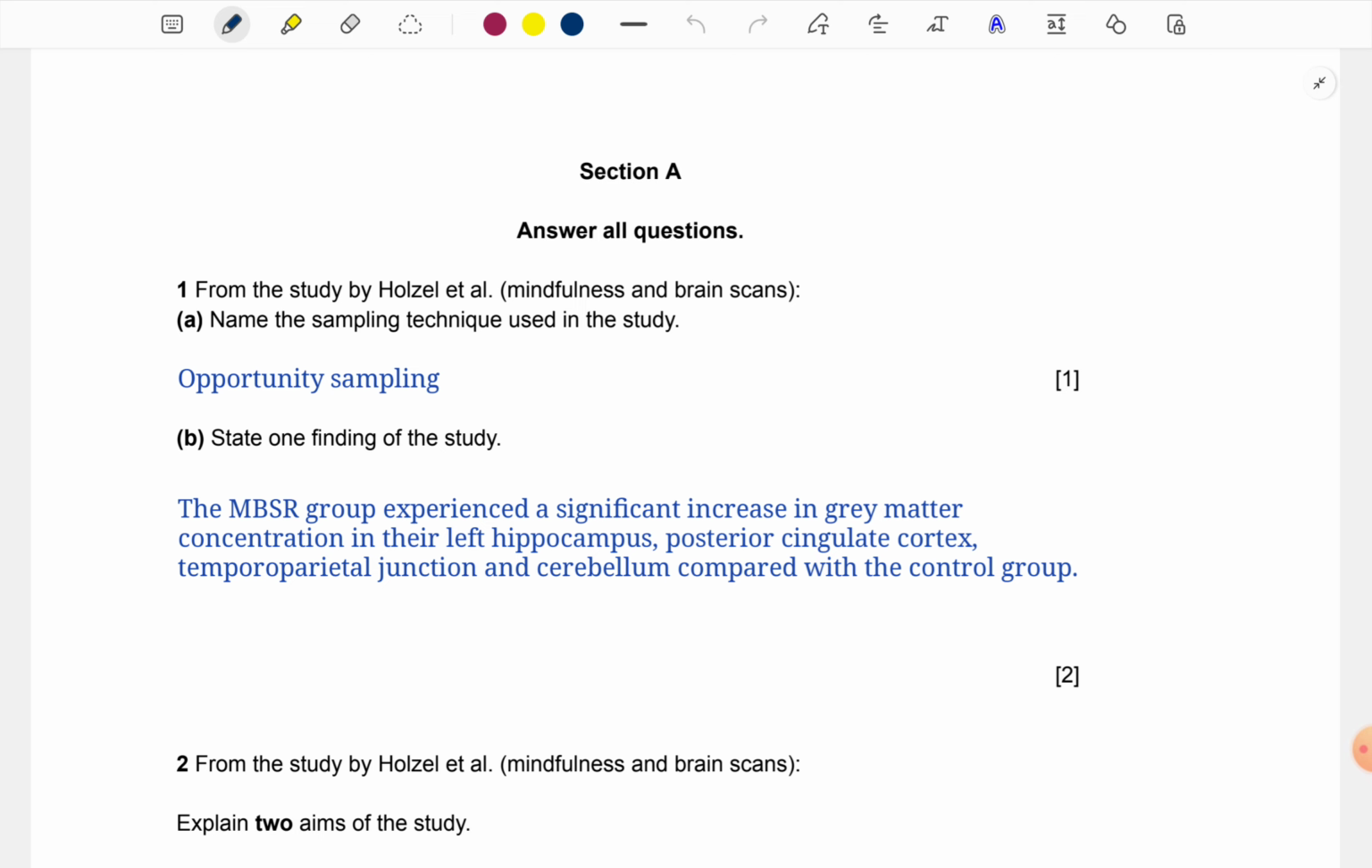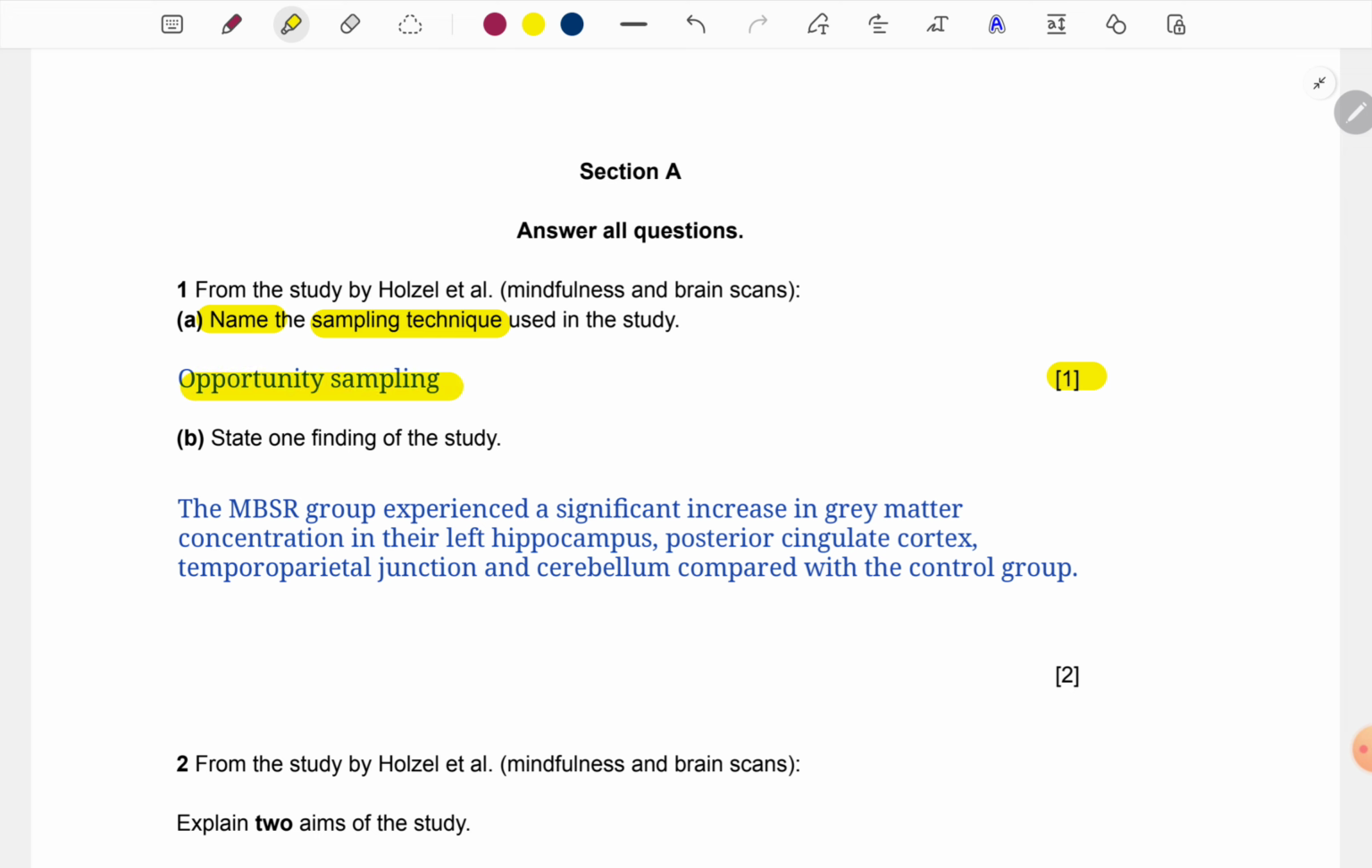Okay, first we'll go through some descriptive answers. One question they could ask us from this study is: name the sampling technique used in the study. Any study they ask us about the sampling technique, just for 1 mark, and the command term is name. We literally just have to name. We are not to explain why we are saying that is the sampling method or what is a strength or weakness, simply naming it. So you can see here, opportunity sampling is the correct answer.